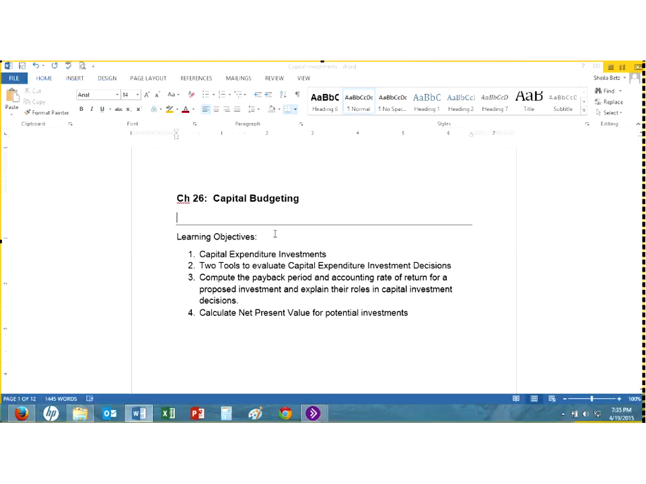Hello, we are going to talk about Chapter 26 today, which is capital budgeting. And I always personally enjoy teaching this lesson just because it usually helps students look at decisions in a new light. And you know, at the end of the day, that's really what Accounting 212 is all about.